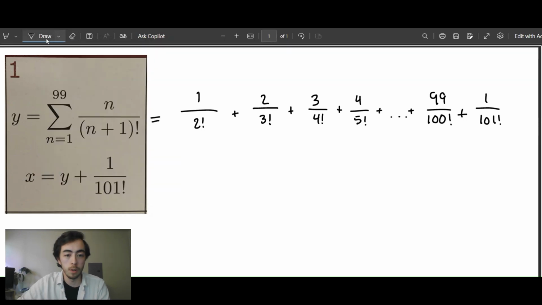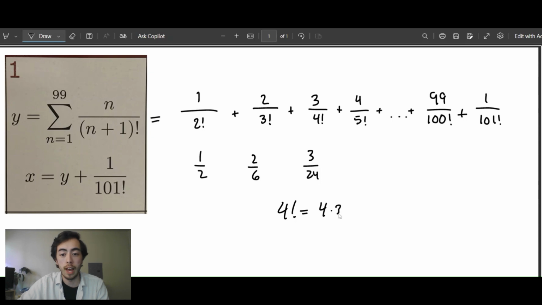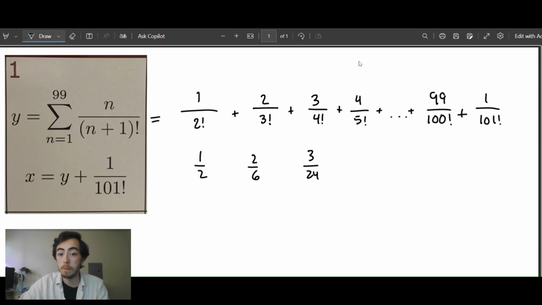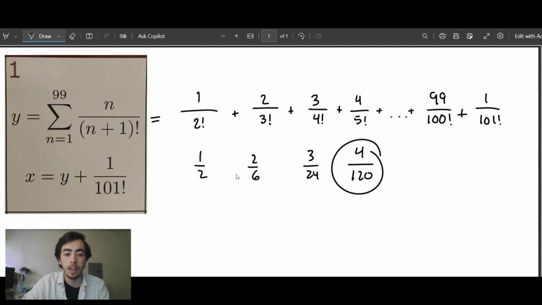If we figure out what those factorials are, we can see that it's like 1/2, and then 2 sixths, 3 24ths, because factorials are just multiplying all of the natural numbers at and below your current number. So like 4 factorial is just 4 times 3 times 2 times 1. And these factorial numbers grow very quickly. And so even by the 4th term in this sequence, I'm getting numbers that are quite small. 4 over 120 is very close to 0. And apparently when I add up all these things, I get a 1.